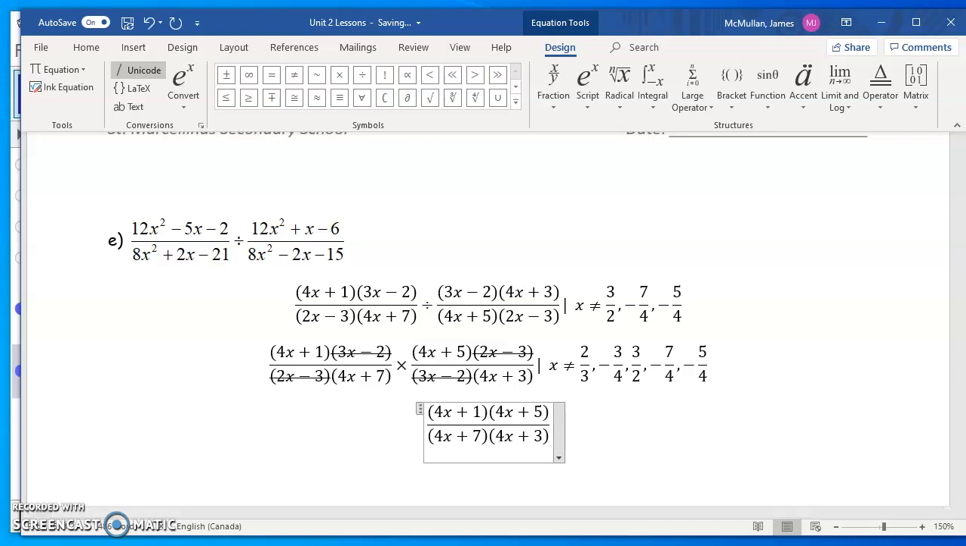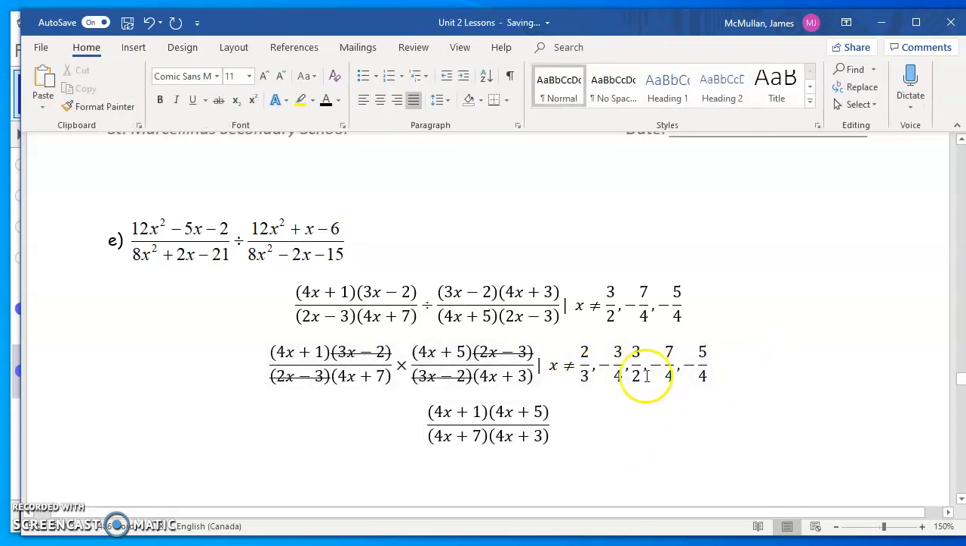Okay, so that's how you do that one. Again, the restrictions are just here above. I don't need to write them again. On your test, you just circle them and tell me that that's part of your answer.